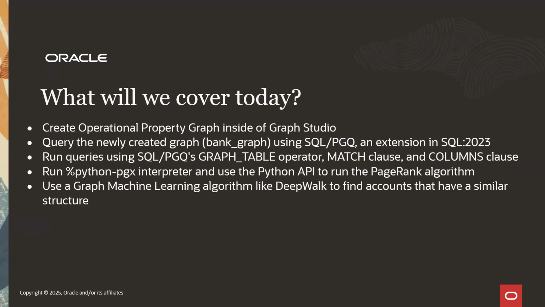In this lab, you will learn how to create operational property graphs inside of Graph Studio. Query the newly created graph, bank graph, using SQL PGQ and an extension in SQL 2023. Run queries using SQL PGQ's graph table operator, match clause, and columns clause. Run Python PGX interpreter and use the Python API to run the PageRank algorithm. And use graph machine learning algorithm like DeepWalk to find accounts that have a similar structure. Let's get started.